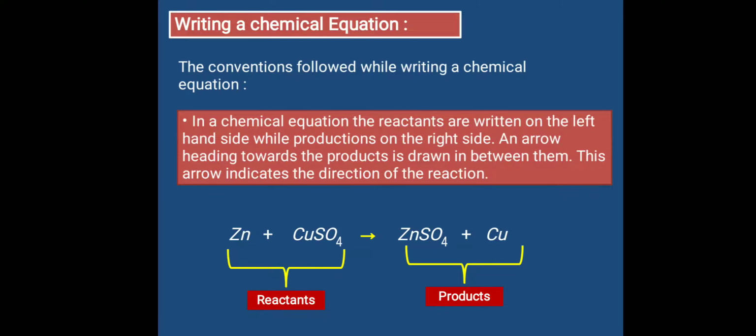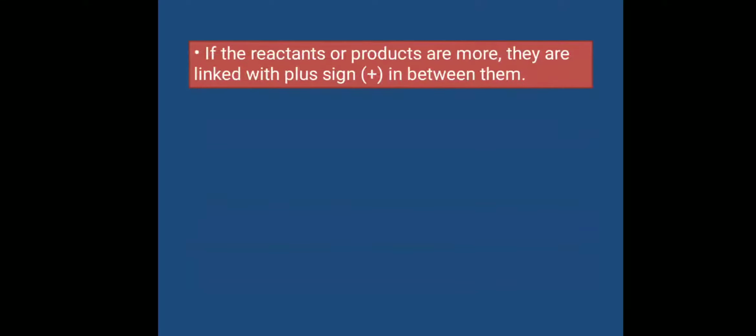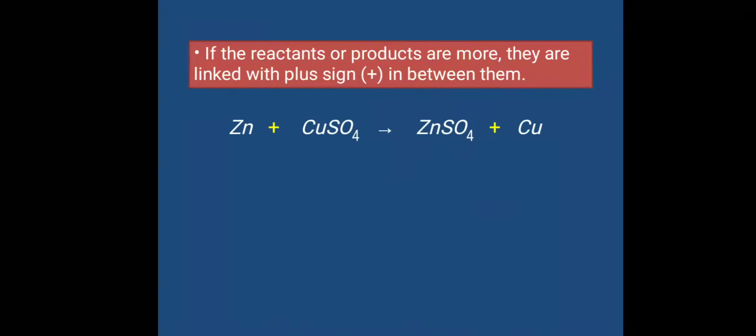Now the second one: if there are more than one reactant or product, they are linked with a plus sign in between them. Let's have the same example. Zinc plus copper sulfate gives zinc sulfate plus copper. In this reaction, the plus sign is drawn in between the reactants copper sulfate and zinc. Similarly, a plus sign is drawn in between the products zinc sulfate and copper.